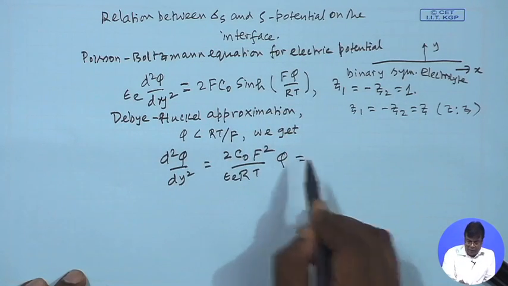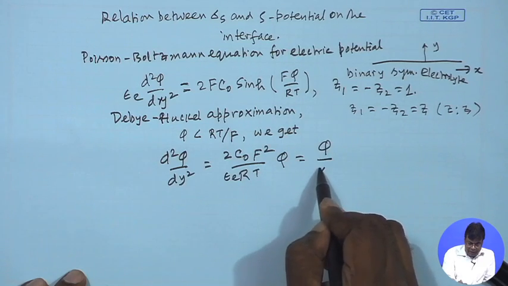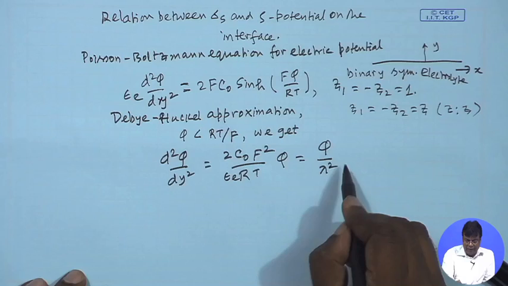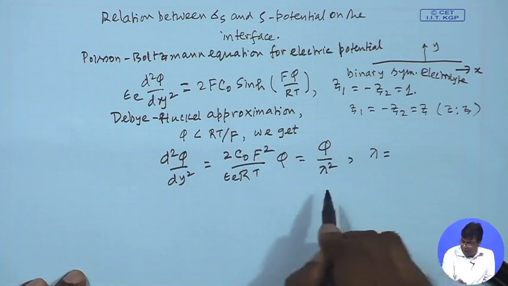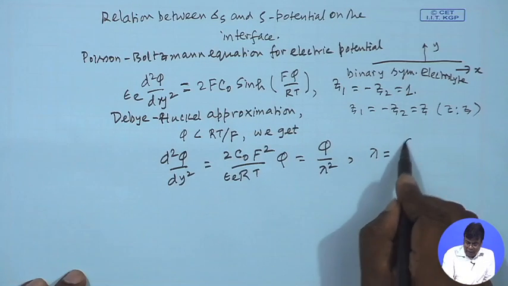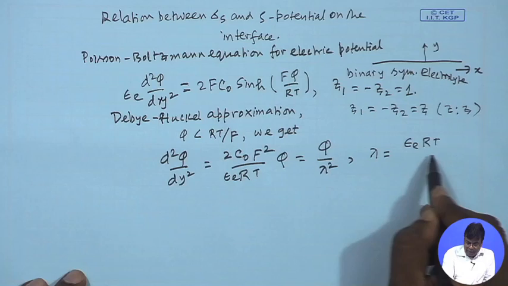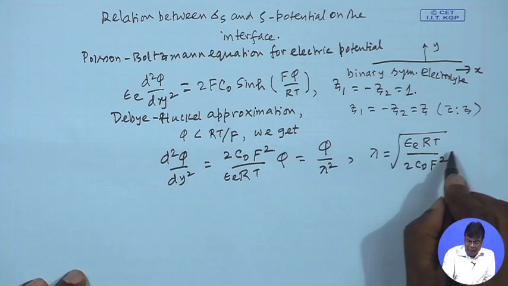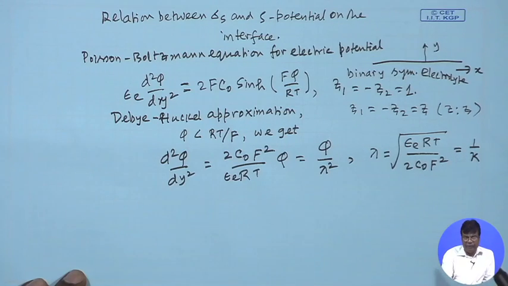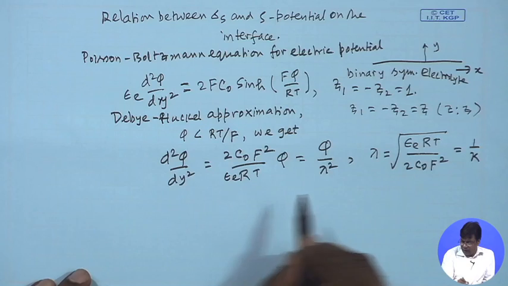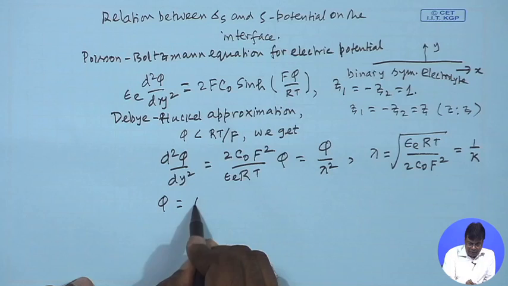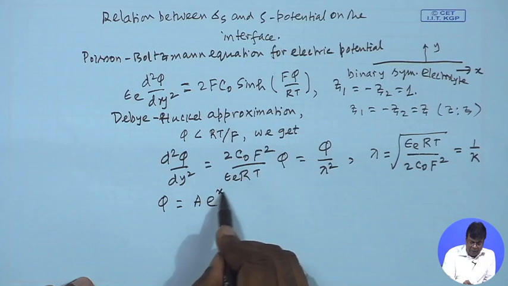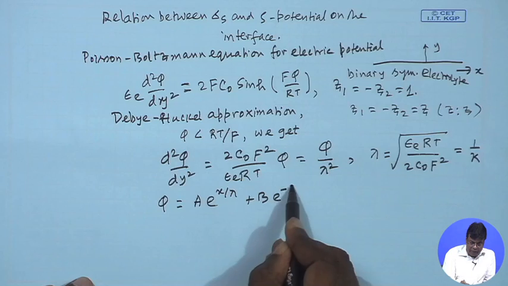Now, if I define the Debye layer thickness, which is already introduced, lambda equal to the square root of epsilon E RT by 2 c0 F square, which is also referred to as 1 by kappa, the inverse of the Debye length, then one can write the solution as phi equal to a e to the power y by lambda plus b e to the power minus y by lambda.